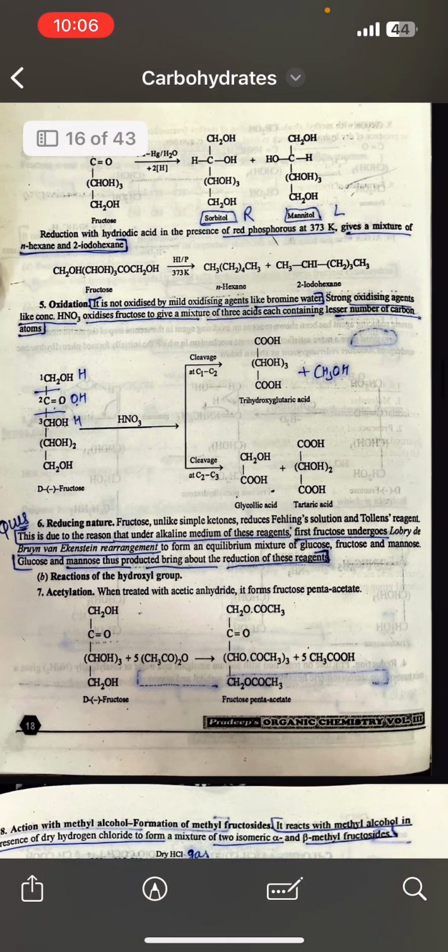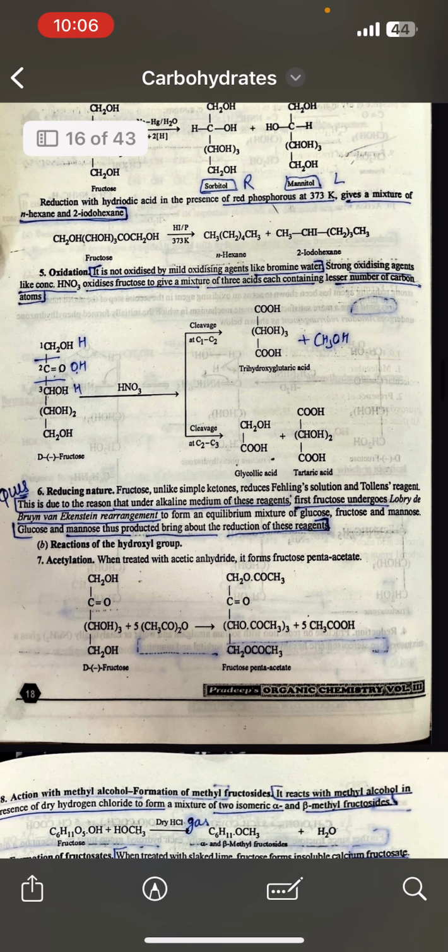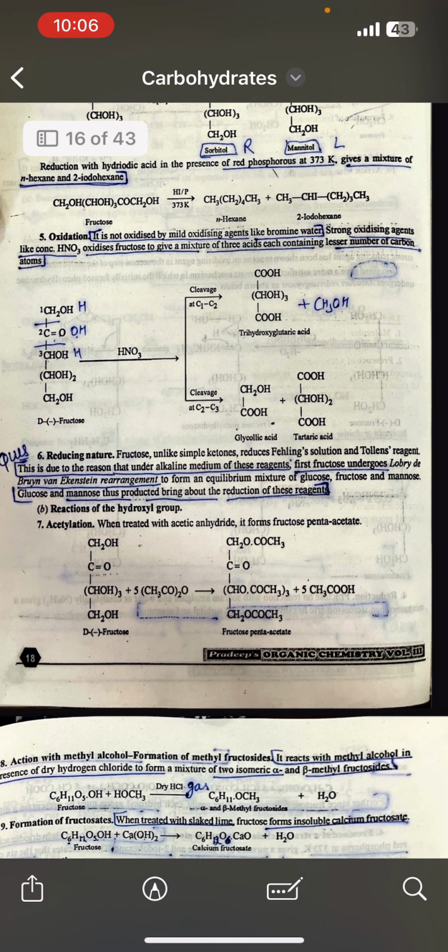Fifth reaction is oxidation. It is not oxidized by mild oxidizing agents like bromine water. Strong oxidizing agents like concentrated nitric acid oxidize fructose to give a mixture of three acids, each containing a lesser number of carbon atoms, which are trihydroxyglutaric acid, glycolic acid, and tartaric acid.